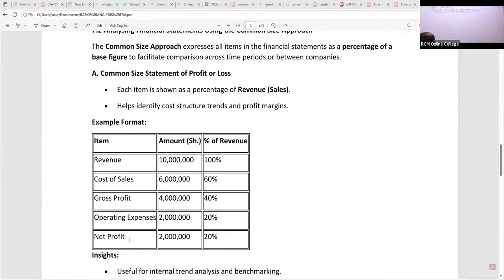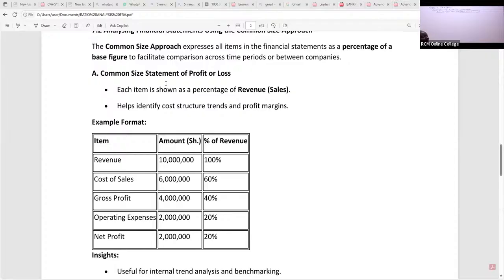So if you're given profit and loss statement, just a simple one like this, and then they want you to do a common profit and loss statement, what you will do, you will get all these values as a percentage of revenue, because revenue is your base. So like the first percentage, you will take 10 million over 10 million times 100. This one will be 6 million over 10 million times 100. Everything, you divide by the common base. Our common base is revenue.